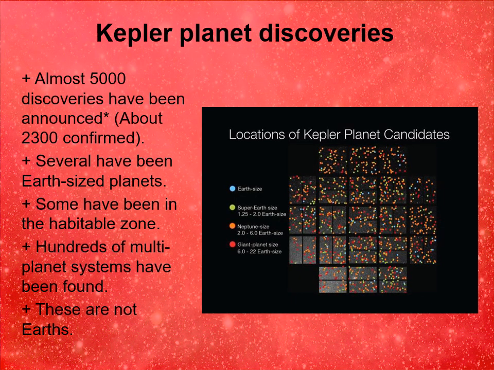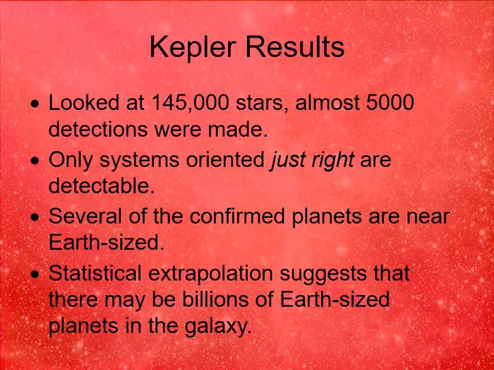As they were looking at all these stars, they found about 5,000 of them had these dips in light consistent with planets. Since then, about half of those have been confirmed to be actual planets. And some of them have been at the right distance to what we could consider the habitable zone. We'll talk more about that later. They're not really habitable planets.